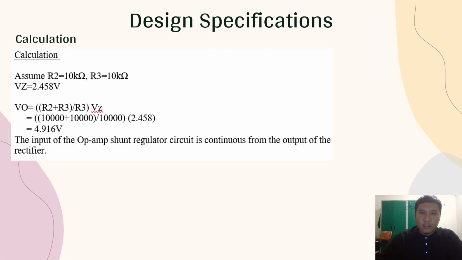So this is the design specifications or calculation for the operational amplifier. Assume that R2 and R3 are 10 kilo ohm and the voltage is 2.458 volt. Then the calculation for the output voltage is (R2 plus R3) over R3 times the voltage, which equals 4.916 volt. The input of the operational amplifier shunt regulator circuit is continuous from the output of the rectifier.